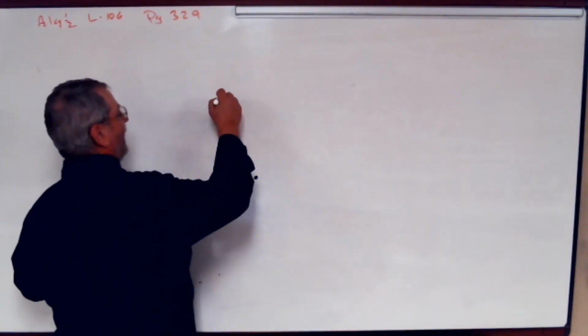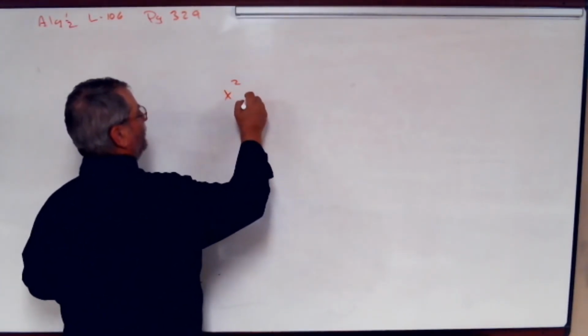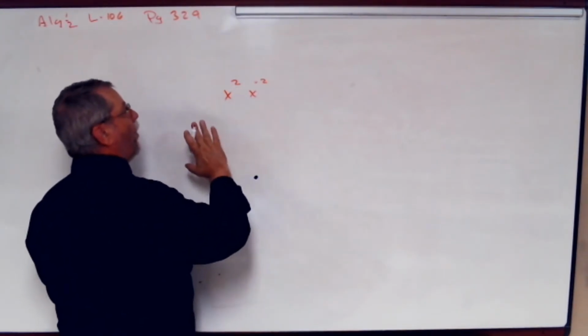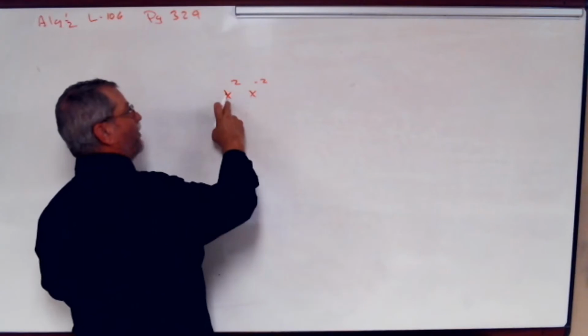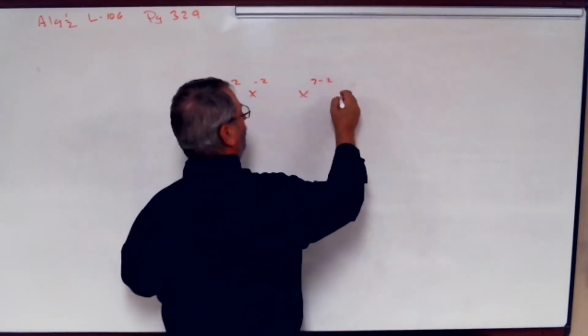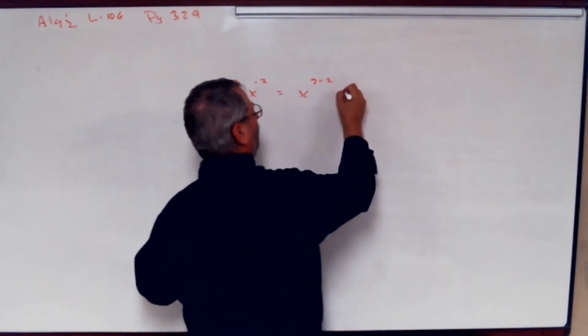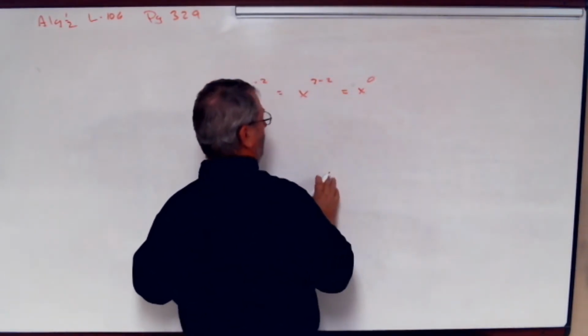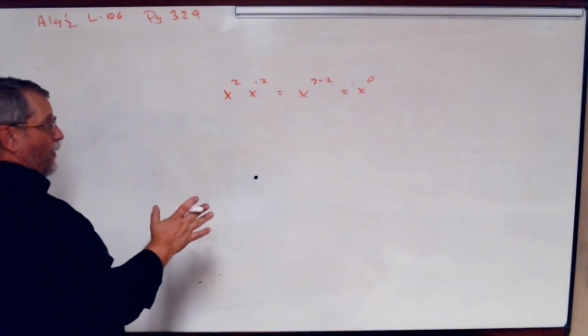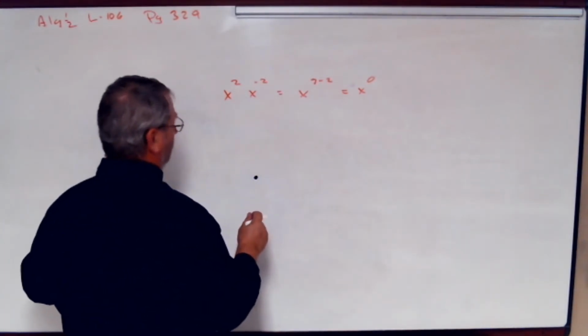If you had x to the 2 times x to the negative 2, okay? What do we do when we multiply bases? We add exponents. x to the 2 minus 2, okay? And that equals x to the 0. All right? Now, x to the 0 is not 0. Here's what I'm talking about.